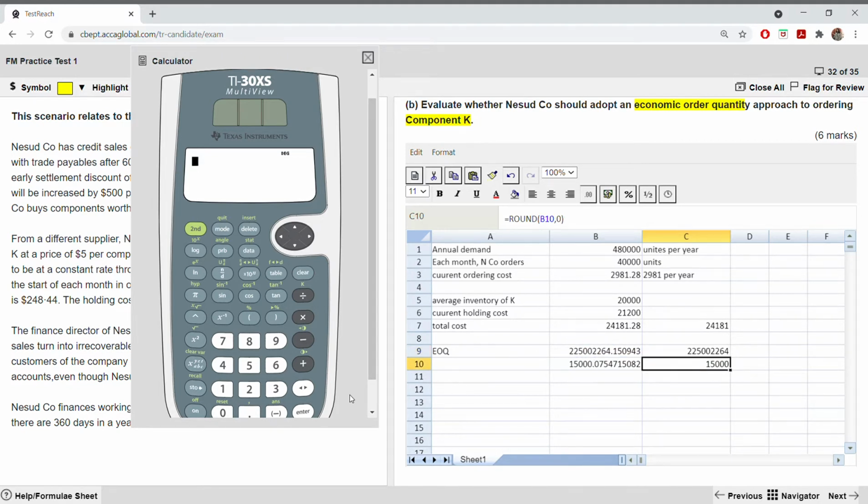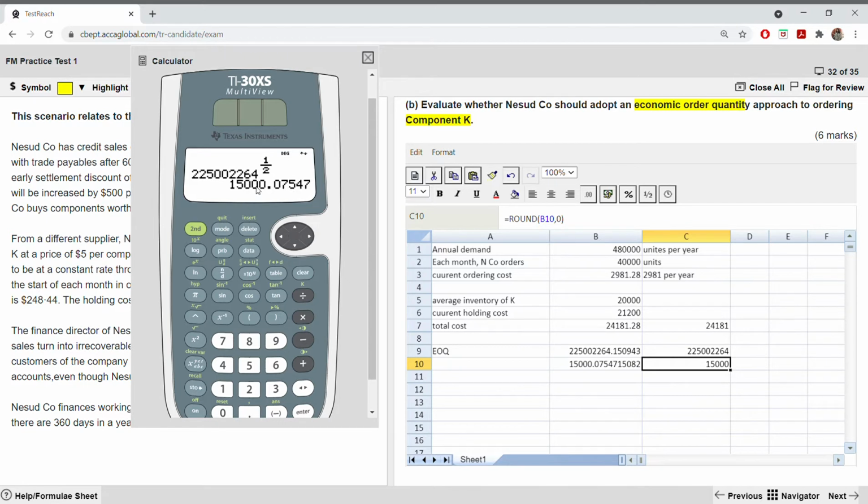Okay, so 22,500 times 2264. You have to use this power sign, 0.5. Or if you want to put half, then put this and put n over d. Automatically it will bring it in terms of fraction. You have to press this to come down, and 2, enter.